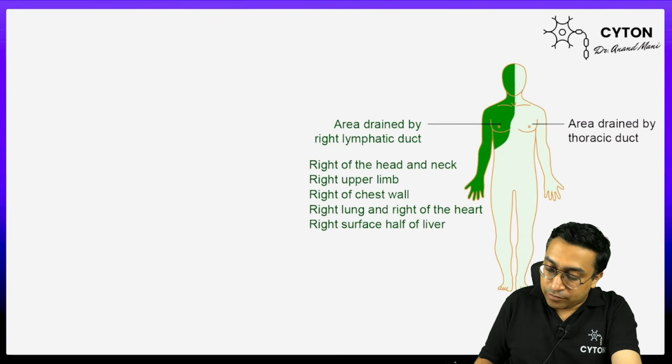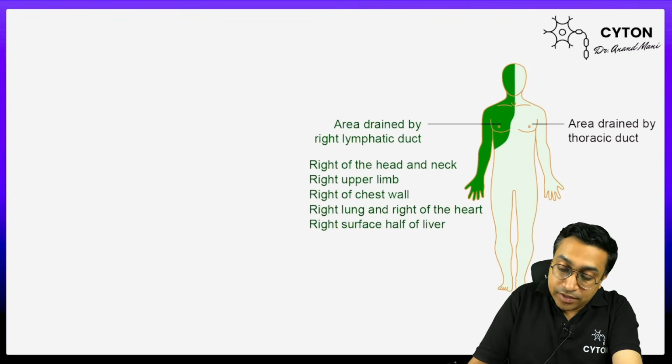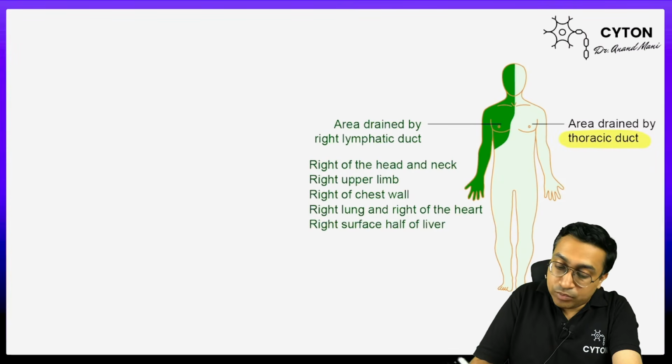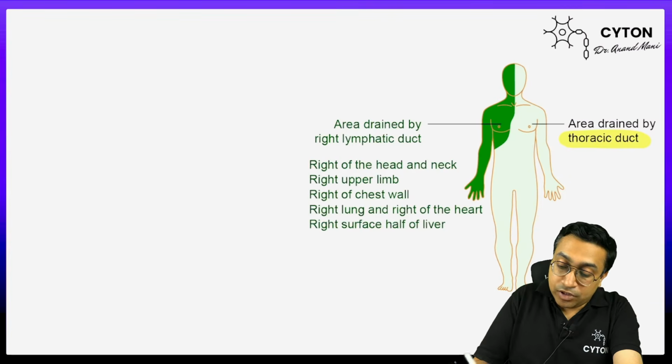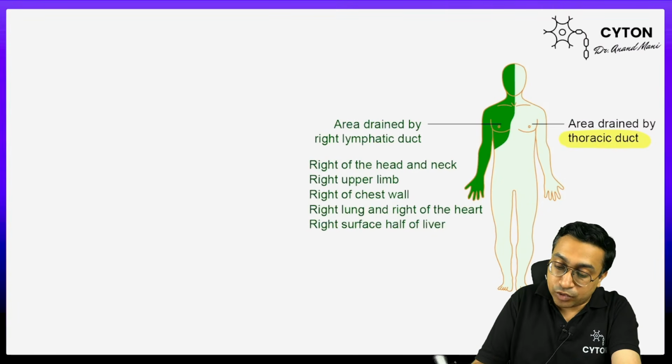Okay, so you can see this image. This thoracic duct is the one which is draining most parts of the body except, now what are the exceptions? That is the areas which are drained by the right lymphatic duct, as you can see in this photo. Okay, so what are these? Let us understand.